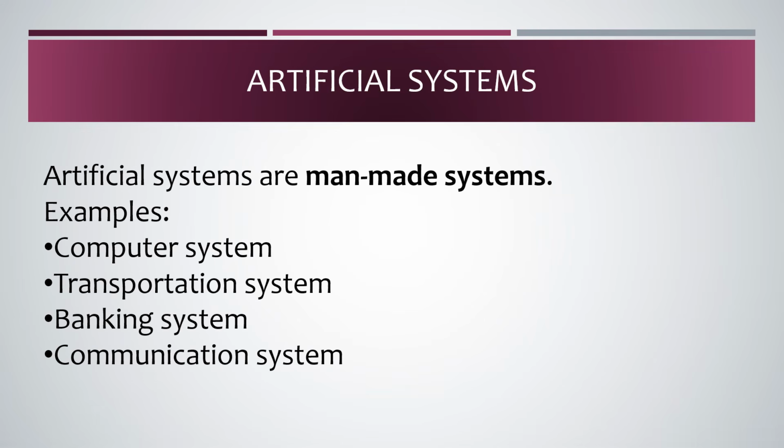Now let's see what artificial systems are. Artificial systems are man-made systems. For example, the computer system, the transportation system, the banking system, the communication system. These systems are made by man. So these are not systems which are provided by nature. We human beings have developed these systems. So these are the artificial systems.